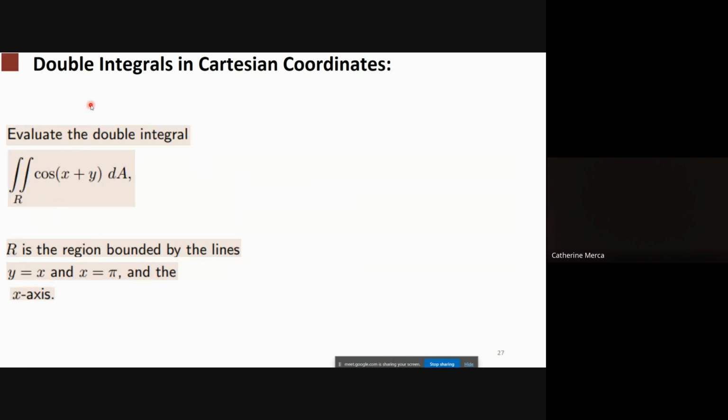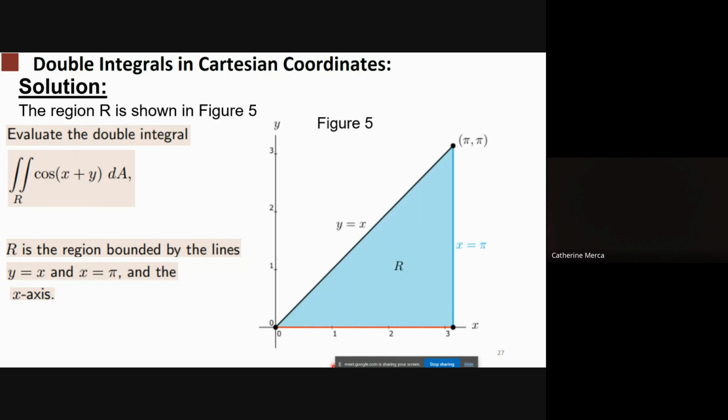Now, again, this is the problem. Let's take a look at the solution. The region is shown in this, just as I mentioned earlier. You have x equal to pi, approximately 3.14, on the x-axis. So you come up with the point pi, comma pi there, and you have there y equal to x.